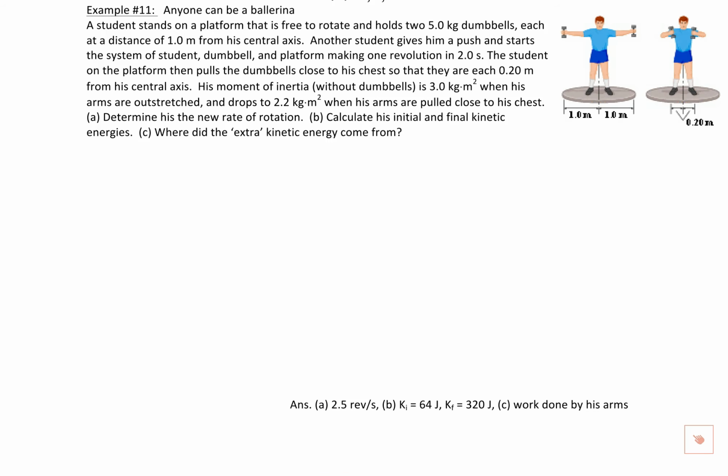So returning to our problem, if we want to find the new rate of rotation, we're going to need to use conservation of angular momentum. So for part A, the key will be angular momentum initially equals angular momentum finally. And angular momentum is rotational inertia I multiplied by angular velocity omega. So we have I initial times omega initial equals I final times omega final. So what is the moment of inertia initially, and what is the moment of inertia finally? And what is the angular velocity initially, and what is the angular velocity finally? Well, that's what we're trying to find in part A.